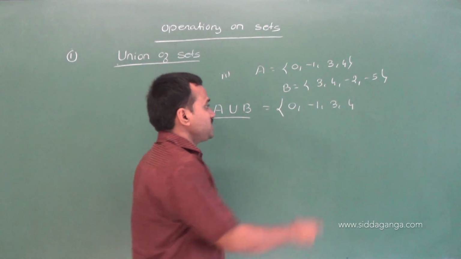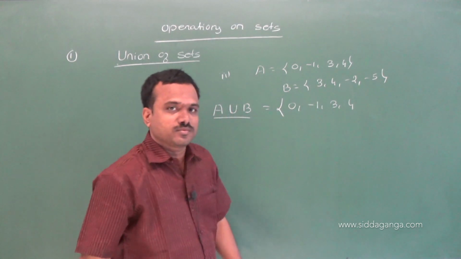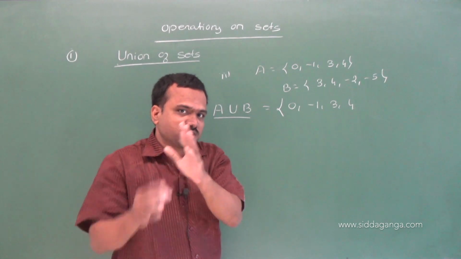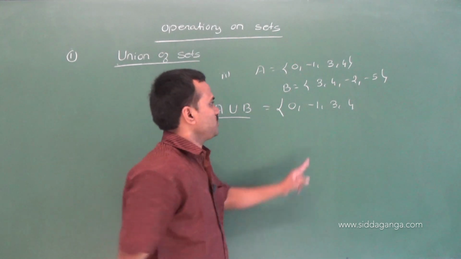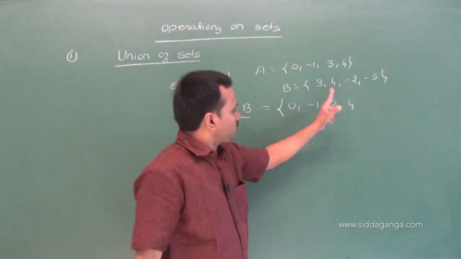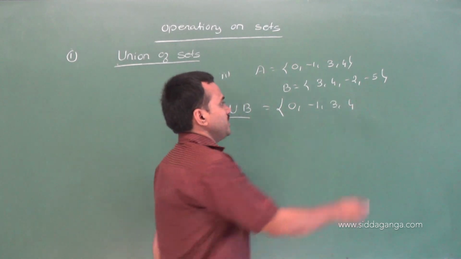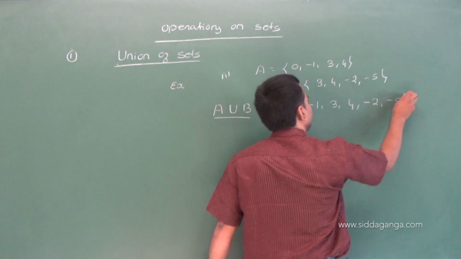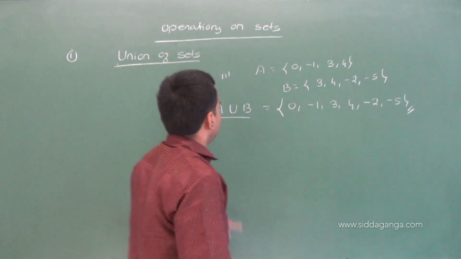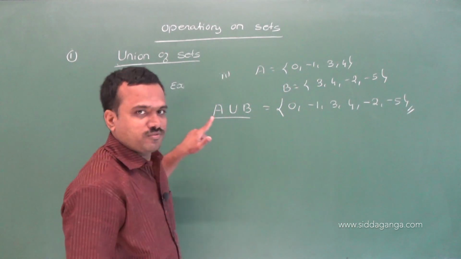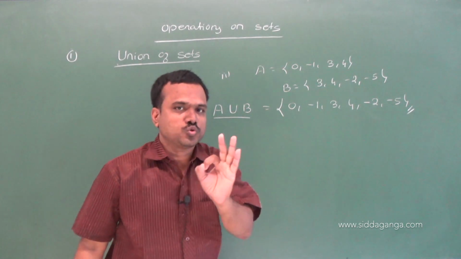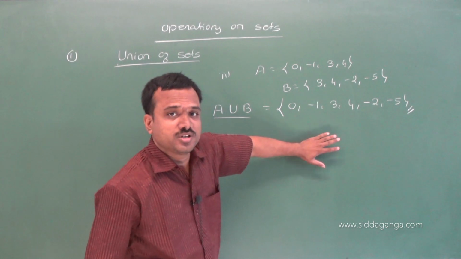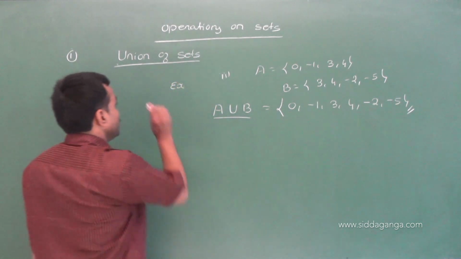What are those elements? 3. We already write. No need to write once again because repetition of the digit is not allowed in the set. So 3 is over. 4, yes, already we write. Then, what are those remaining elements? Minus 2, minus 5. This is what the union of two sets. Understand? Very important concept.